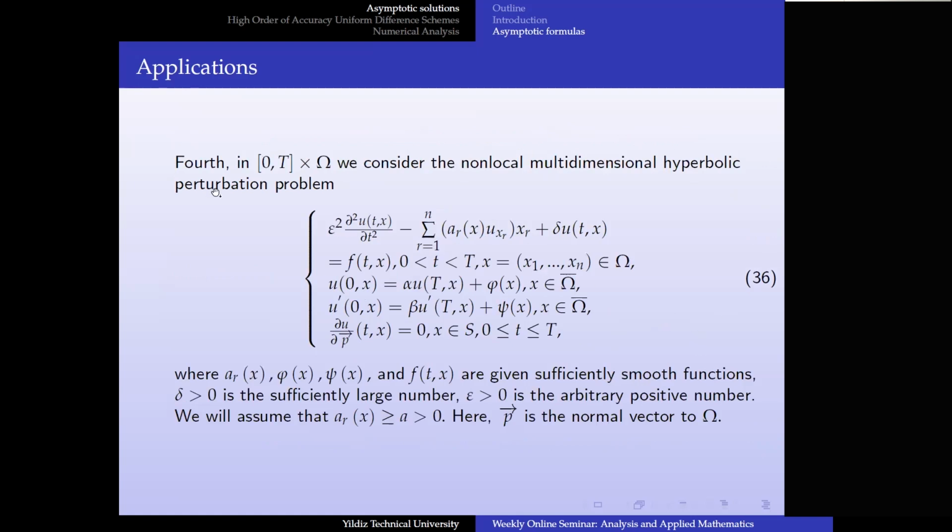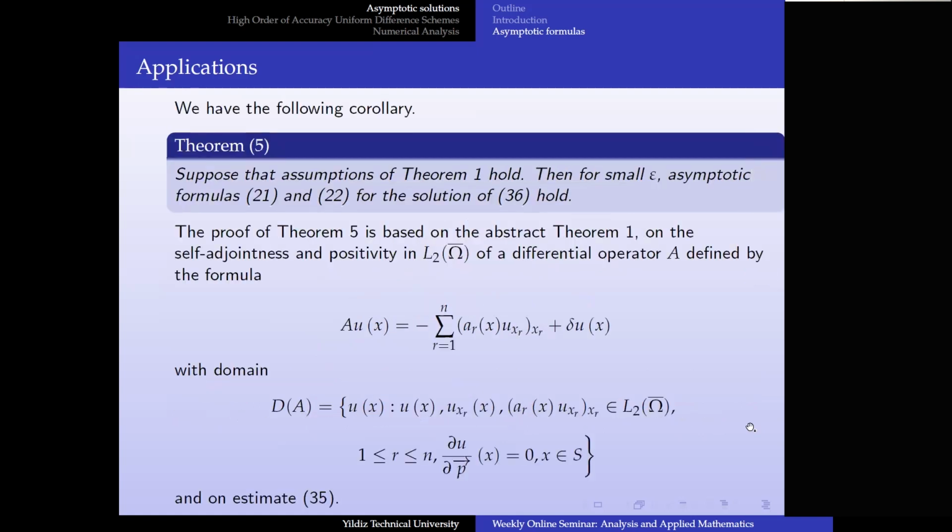Fourth, the domain is the closed interval 0 to T times omega. We consider the non-local multi-dimensional hyperbolic perturbation problem 36, which satisfies the following conditions. Here in the conditions you can see this normal vector n to the boundary of omega. And we have the following corollary.